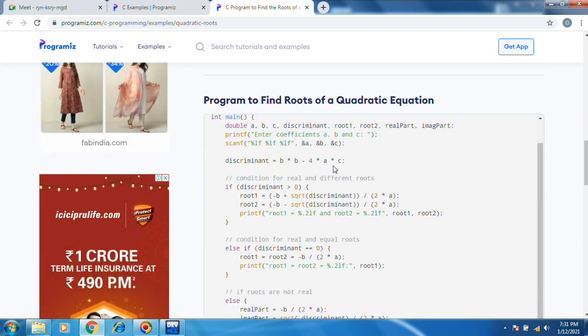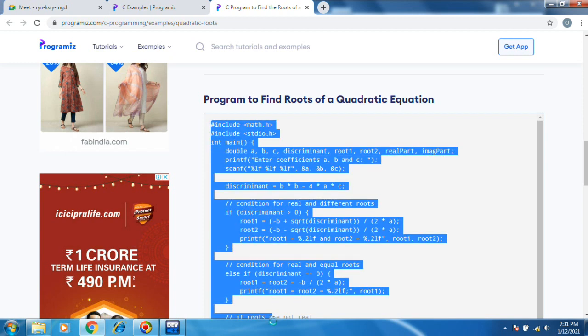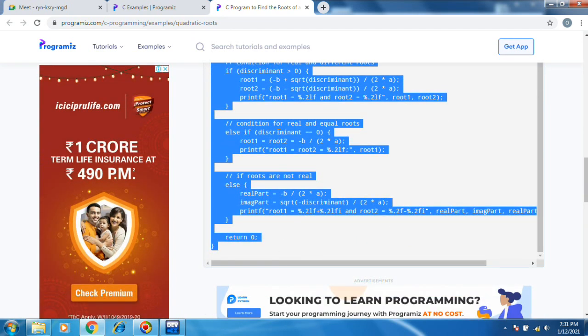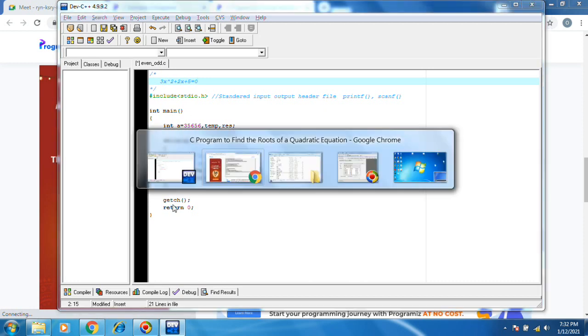Okay, let's run this program. 3x square plus 2x plus 5. Same thing, we'll try to run.